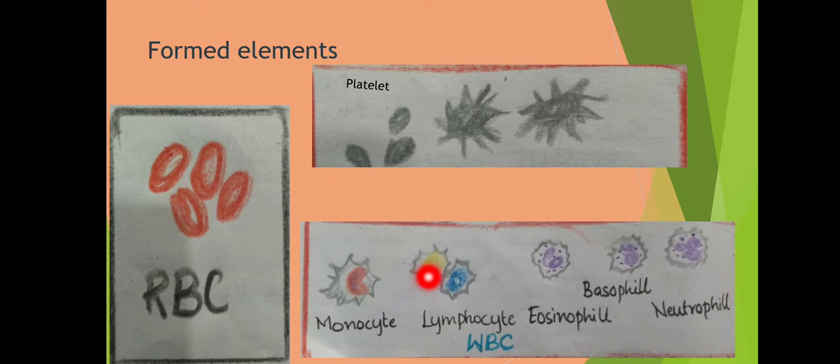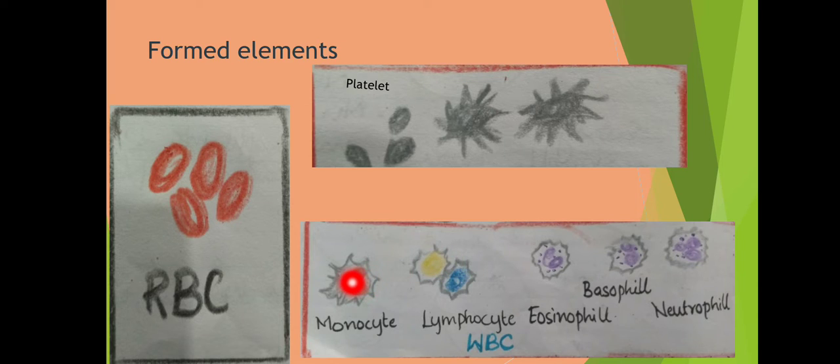Then the white blood cells. In the white blood cells, we have one type which does not have any granules in the cytoplasm, and the other which has granules in its cytoplasm. The ones without granules are known as agranulocytes, which include monocytes and lymphocytes, and the ones which have granules are known as eosinophils, basophils, and neutrophils.